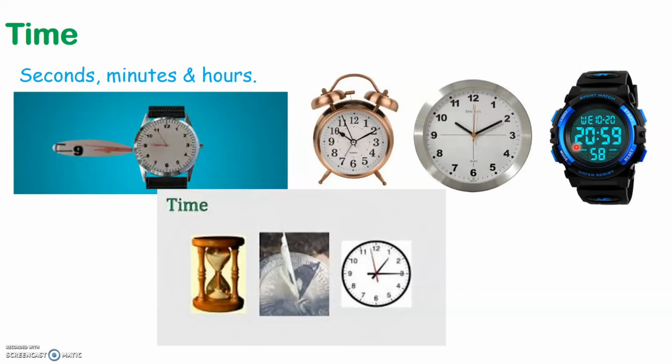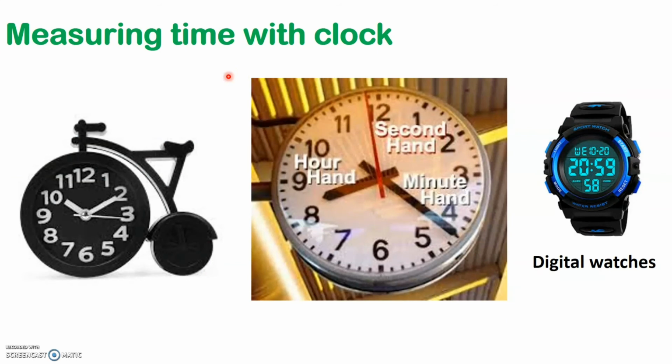Time is generally measured with the help of units like seconds, minutes, and hours. Now, as you see here in this picture, we have a clock which measures time. We also have a watch which measures time. But in this watch, we can see that time is measured in numbers. So such watches or clocks that measure time in numbers are called digital watches or digital clocks.